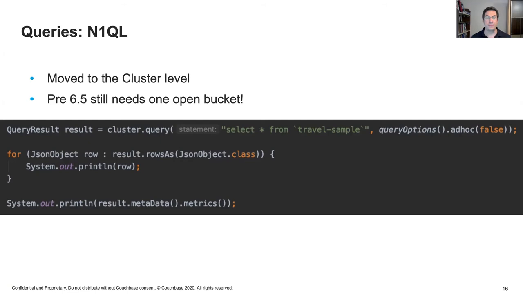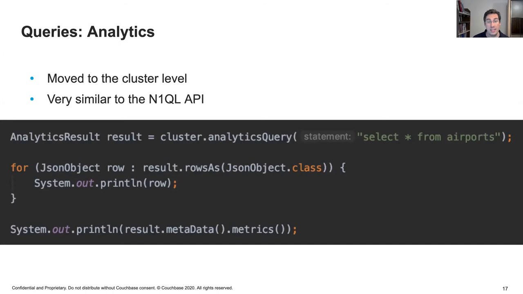Analytics queries, by intention, work very similarly. Instead of calling cluster.query, you call cluster.analyticsQuery. Then you give it your analytics statement, and you'll get back an analytics result. And then you can iterate your rows. You can turn them into a specific data type. You can also print out metadata if you want. It works very similarly.